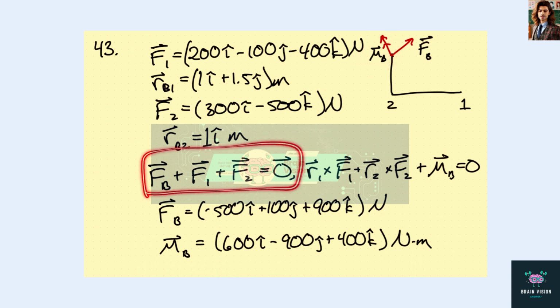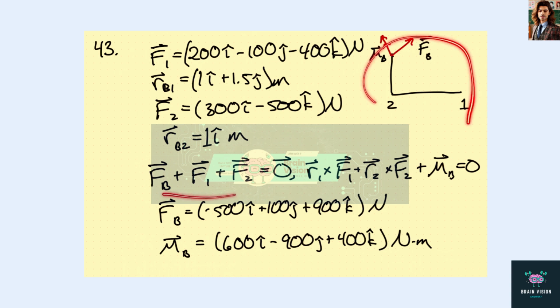We can sum the forces on this section and set them to 0, and sum the moments on this section and set them to 0. And we'll get that this vector and this vector, FB, the internal force vector, is minus 500 newtons in the i direction, in the x direction, 100 newtons in the y direction, and 900 newtons in the z direction. So which one? It's x direction. This is our normal, so this is acting to compress it, and these are shear.